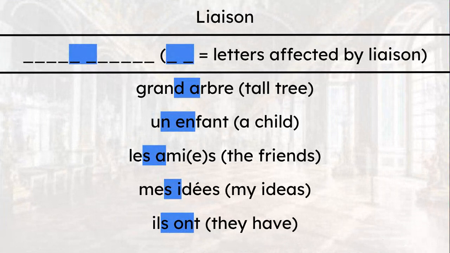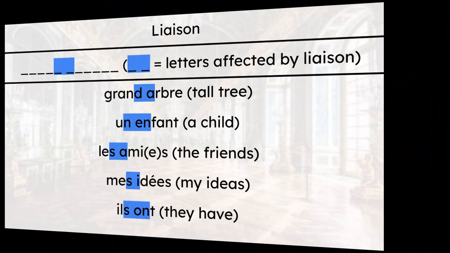The liaison occurs in French when the word ends with a silent consonant and the second word starts with a vowel sound. The silent letter will therefore be pronounced. This is not all the time, it's just some of the time. So, if I was saying tall tree, it would not be grand arbre, it would be grand arbre, because there's a silent D at the end. Or not un enfant, it's un enfant. Or les amis, no, it's les amis. Or mes idées, or ils ont.